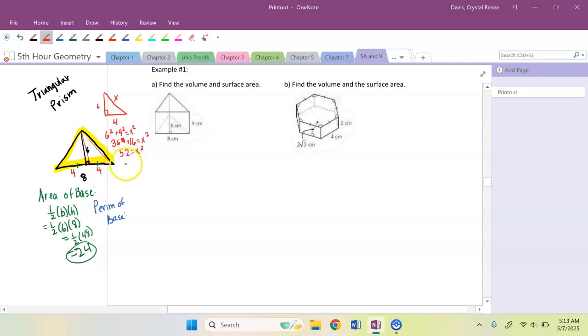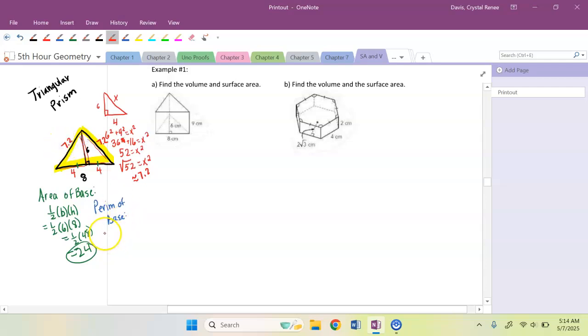So to undo a square, we take the square root. And if I put the square root of 52 in my calculator, I get about 7.2. So that means this is 7.2. 4 squared plus 6 squared is 7.2 squared. Well, this is the same thing, 4 squared plus 6 squared, so this has to be 7.2.